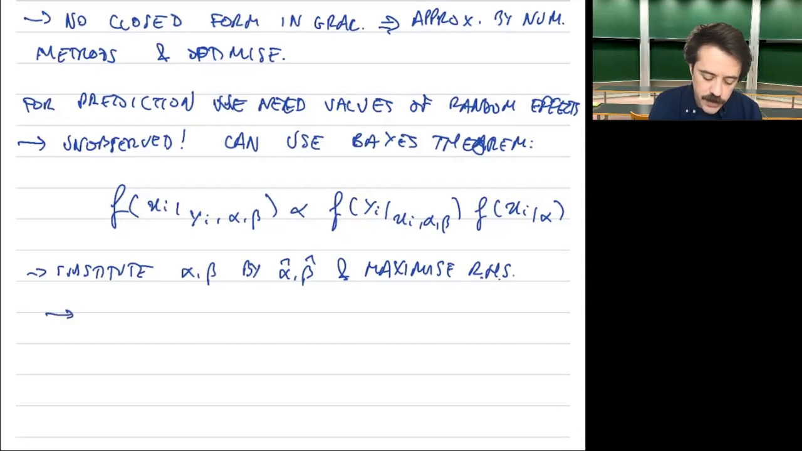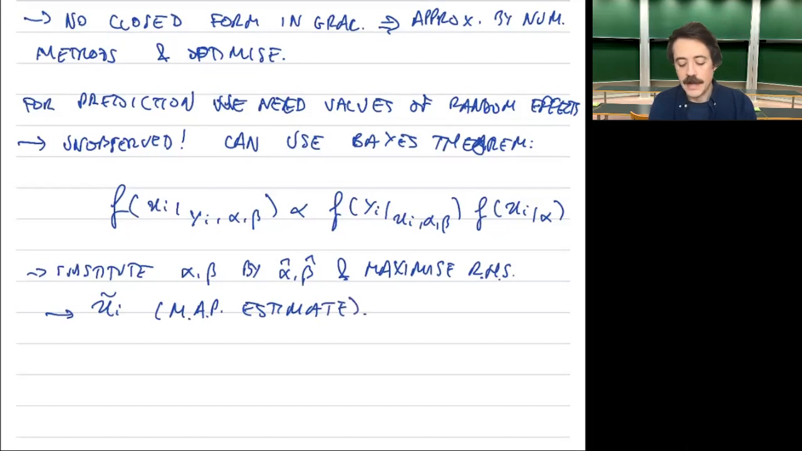Okay. This will give us what we'll denote as U tilde, or the UI tilde, and it's called the MAP estimate. So MAP for maximum a posteriori estimate, or estimator. Let's say estimator.